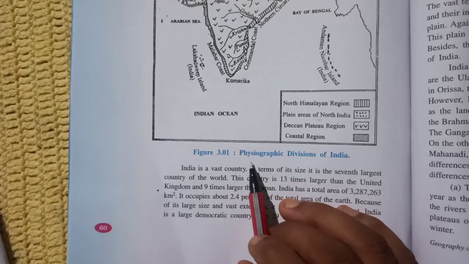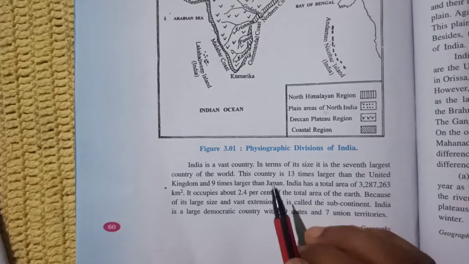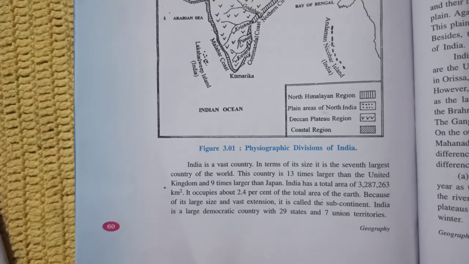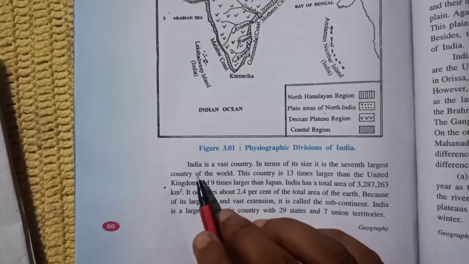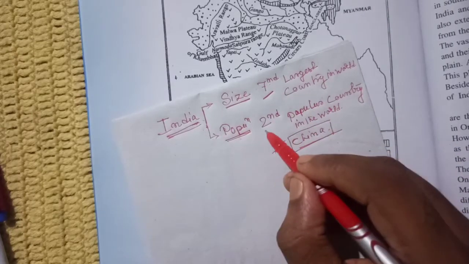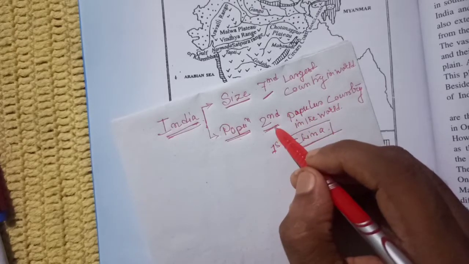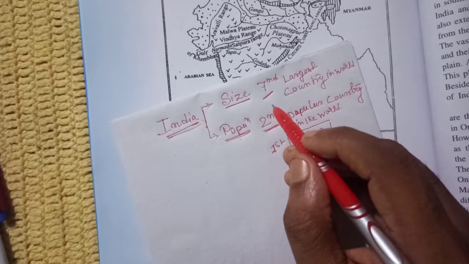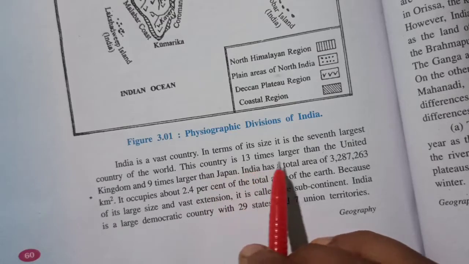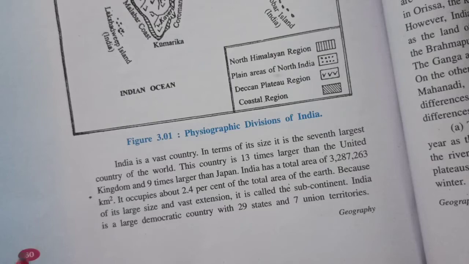So today we will start from Physiographic Division of India. Every video I say, students, please read the chapter and then watch the video so that you can connect the things properly. India is a vast country. In terms of size, it is the 7th largest country, and in terms of population, it is the 2nd most populous country in the world, next to China. These are the things you have to remember, because short questions may come in your exam, and for any competitive exam. This country is 13 times larger than the United Kingdom. Students, I will not read line by line. I will just explain the things given in your book.